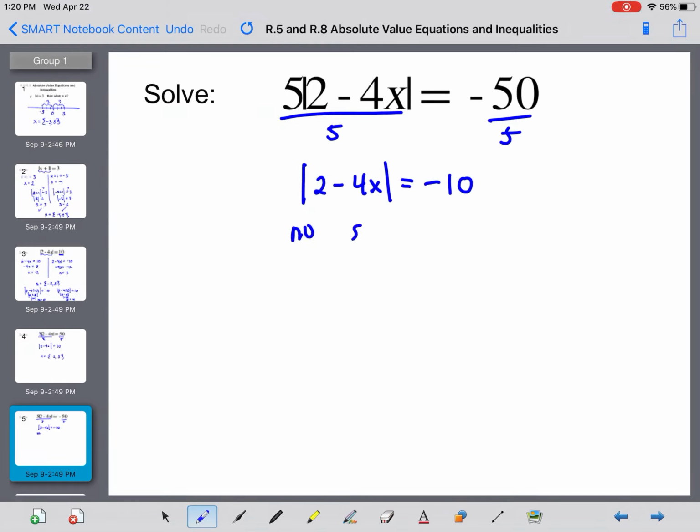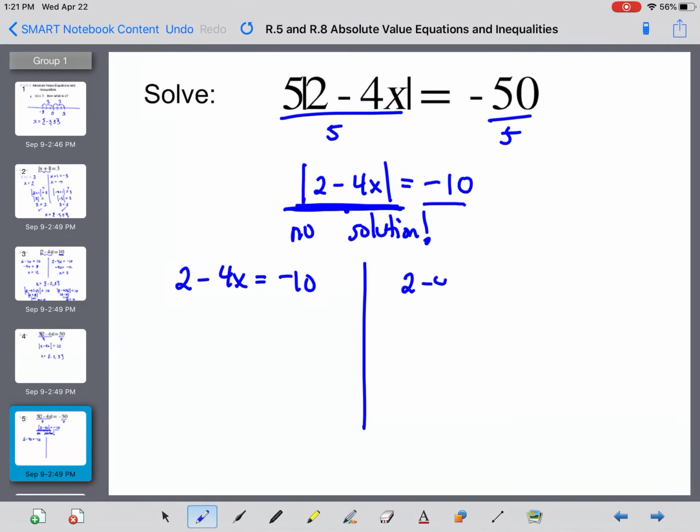I know this has to have no solution, because I'm taking the absolute value of something, so whatever is inside of here has to always be 0 or a positive number. So it will never ever equal a negative number. So once I notice that, I'm done. This is no solution. Now, sometimes folks miss that and they go through and they try to solve it.